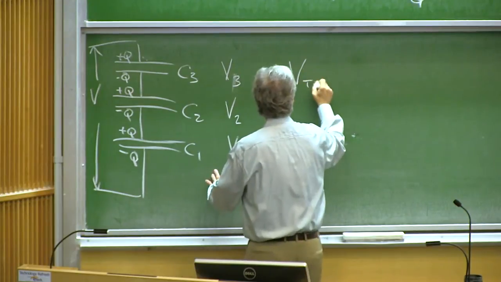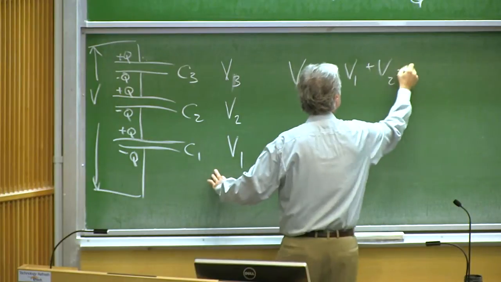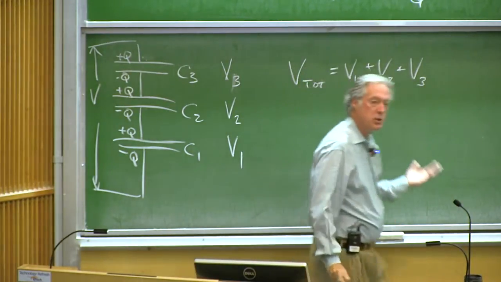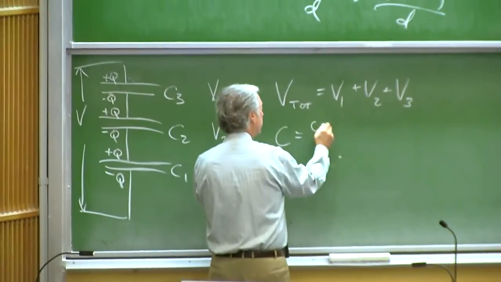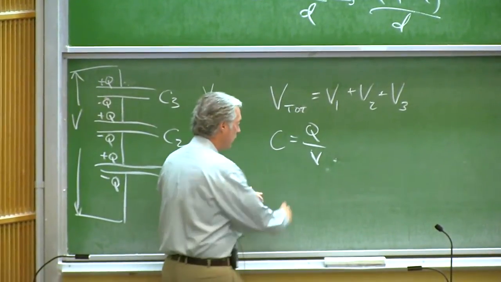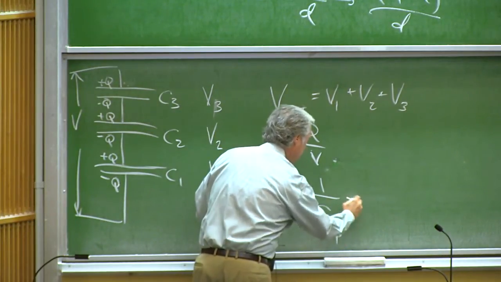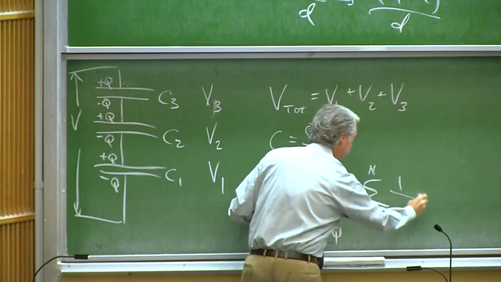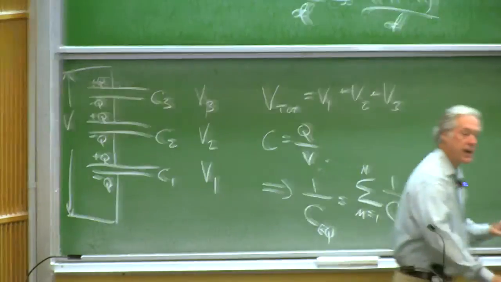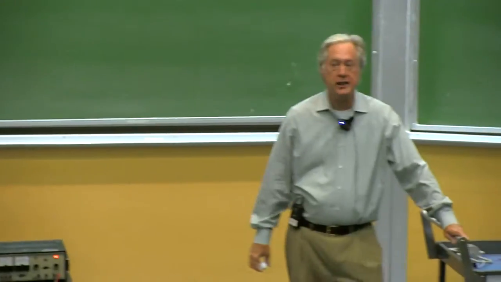And V total is equal to the sum of those. And you can substitute in for the value of the voltage in terms of the charge, remembering that C is the charge per voltage. We get that for series capacitors, they add in inverse. And it's a little tricky to do that.